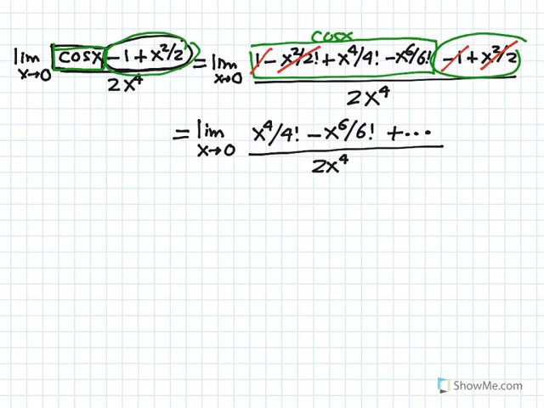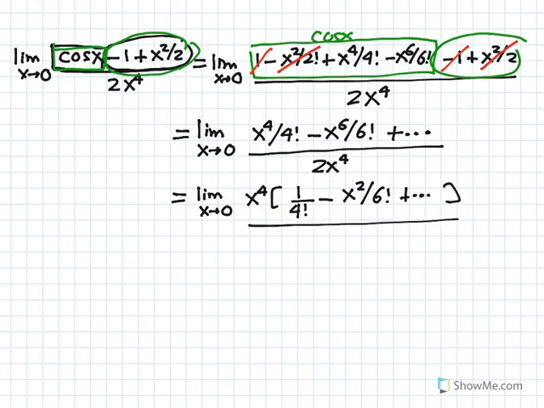Now let's factor out x to the power of 4 from the numerator. So we get the limit as x approaches 0 of x to the power of 4 times 1 over 4 factorial minus x squared divided by 6 factorial, and so on, divided by 2 times x to the power of 4. But notice x to the 4 cancels from the numerator and denominator. And in fact, that was the factor that was causing the 0 over 0 pattern. That's what was causing the indeterminate form. So we can now just plug in x equals 0.